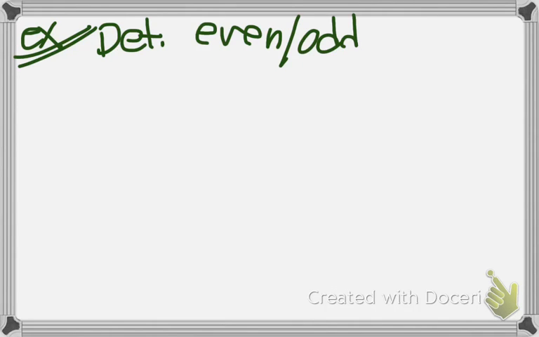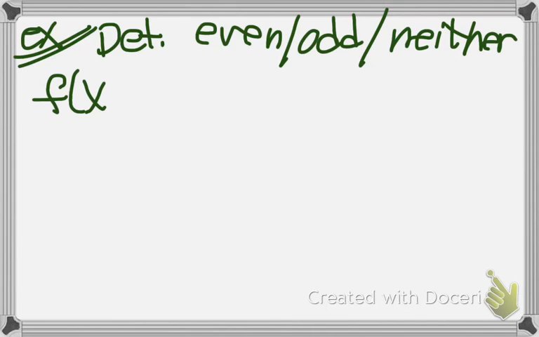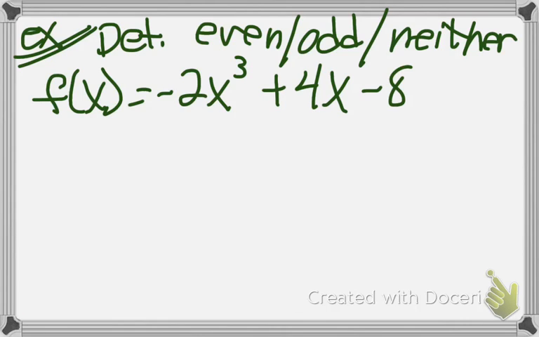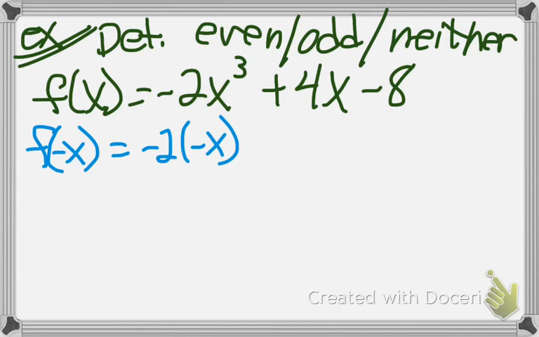So one more example, again, determine if it's even, odd, or neither, so that way you guys can see what's going to happen. So let's do f of x equals negative 2x cubed plus 4x minus 8. Okay. Alright, so again, determining if it's even or odd, it's always the same first step. Your first step is always to plug in negative x. So all of those x's get replaced with parentheses and then the negative x instead of just an x. Everything else stayed the same.